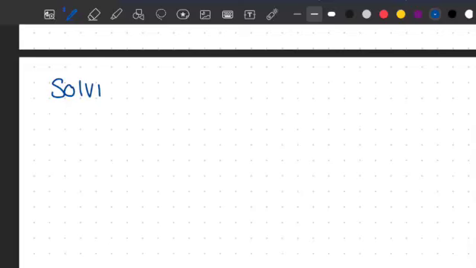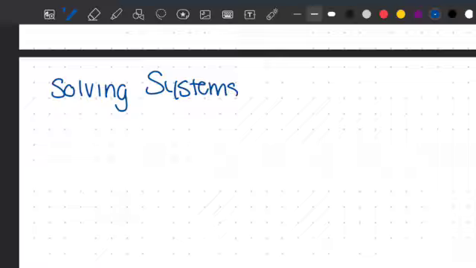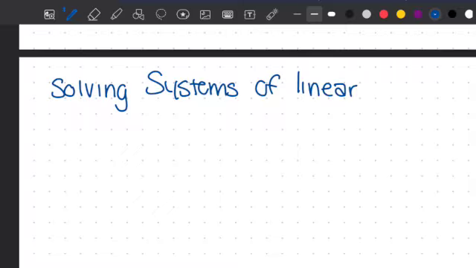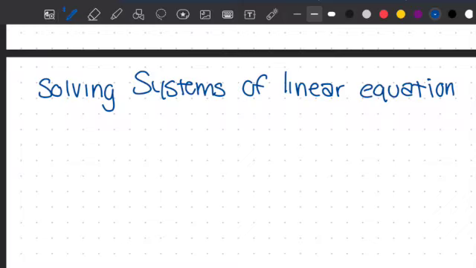Reliable. So, solving systems of linear equations. Okay, so this unit was when we were given two different linear equations.